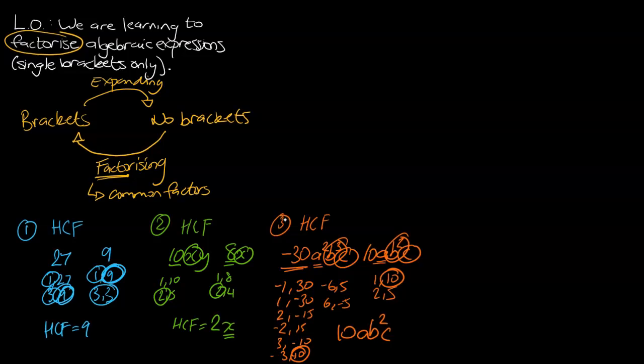So that was just the start of the video. Now let's get into the actual factorizing, just to see how this is applied. So example 1, we'll start easy and then we'll move to difficult. So we've got 8x minus 12.